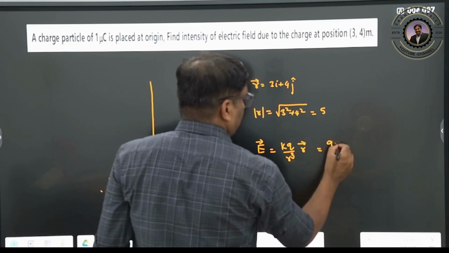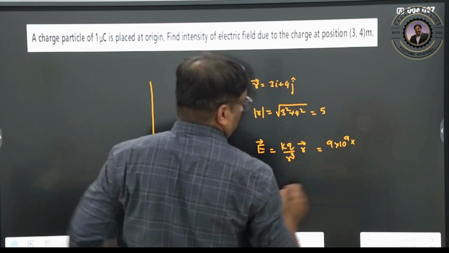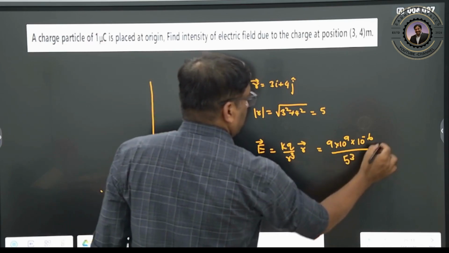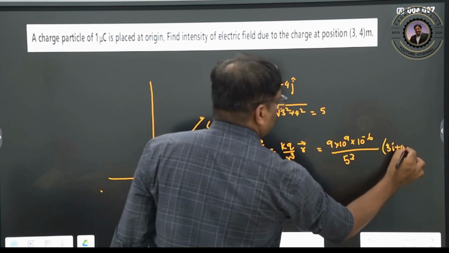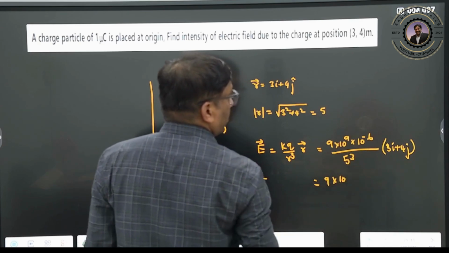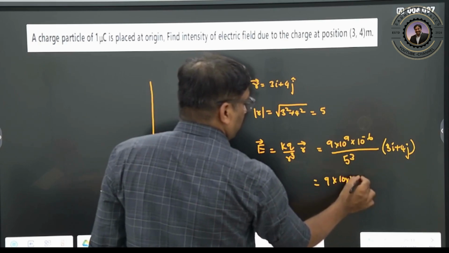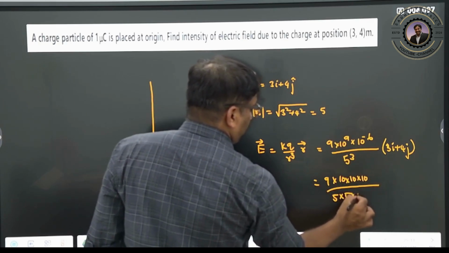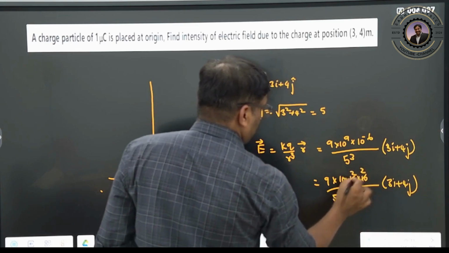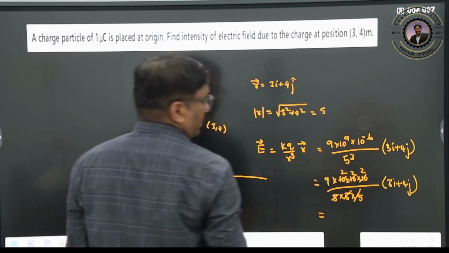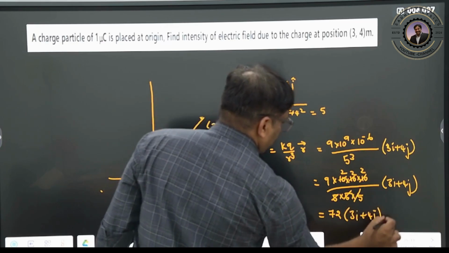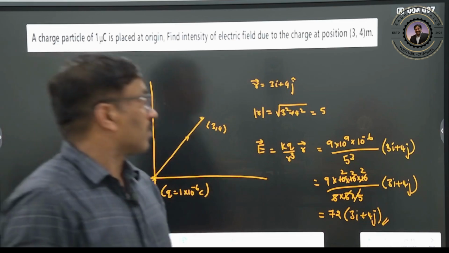So 9 into 10 to the power of 9, into the charge 10 to the power of minus 6, by r cube, which is 5 cube, into 3i plus 4j. So how much will it be? 9 into 10 to the power of 3, that means 10 into 10 into 10 divided by 5 into 5 into 5, times 3i plus 4j. So 2 times, 2 times, 2 times, 8. 8 nines are 72, into 3i plus 4j. So this will be your electric field at that point.